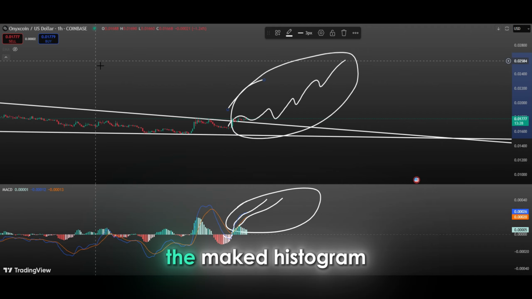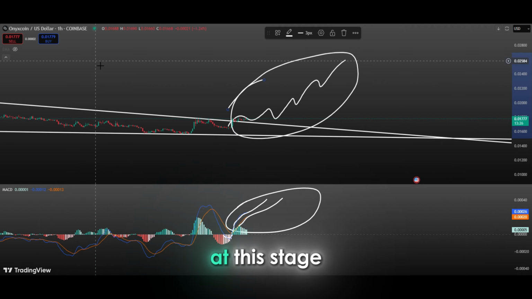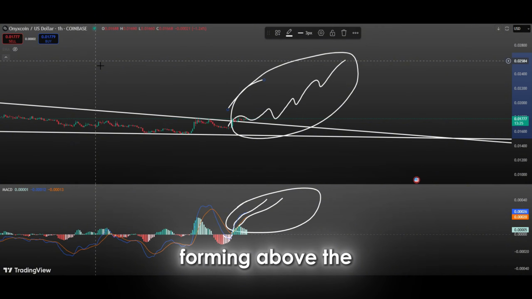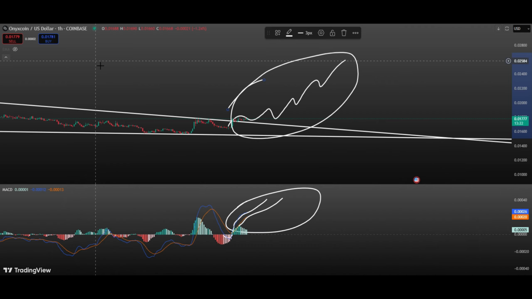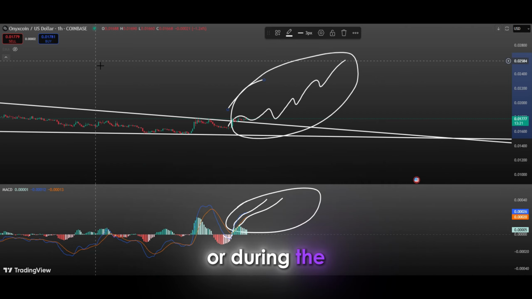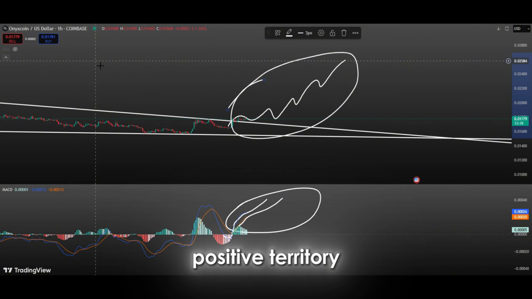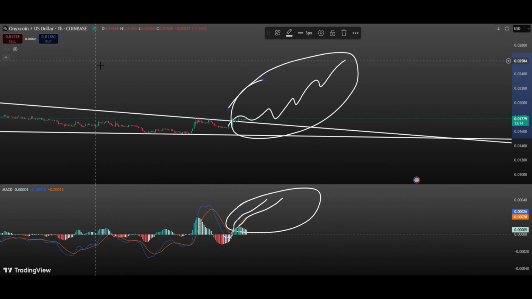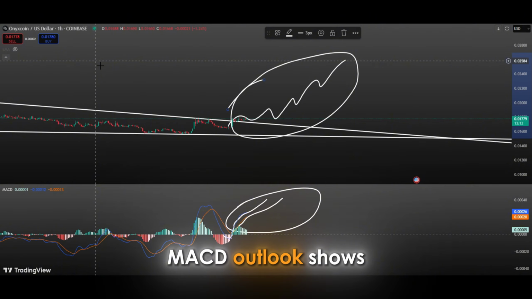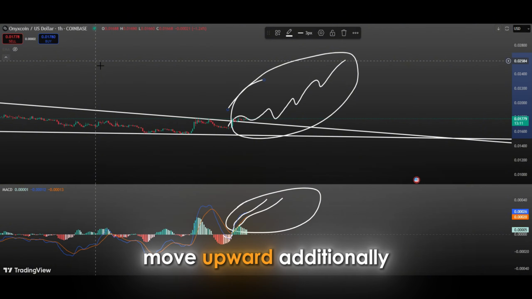The MACD histogram also provides important insights at this stage. The histogram bars forming above the zero line and growing in size indicate that buying momentum is accelerating. This typically occurs at the beginning or during the continuation of a trend. If the histogram bars remain in positive territory and continue to expand, this suggests that the upward movement is not just temporary, but is backed by strong volume and demand. Therefore, the current MACD outlook shows that the market is quite eager to move upward.